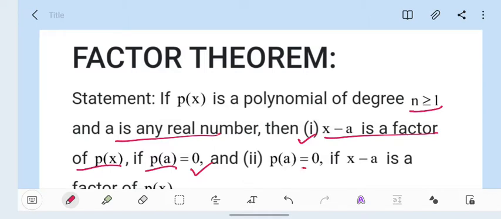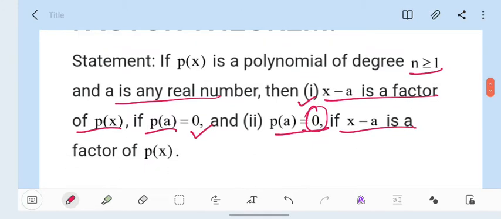The second case is the reverse of the first case. If the remainder is 0, then x minus a is a factor of the given polynomial p(x). I hope you understood this one.